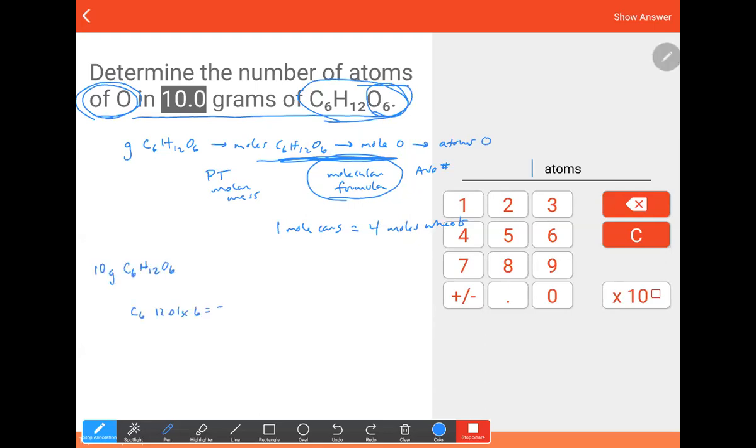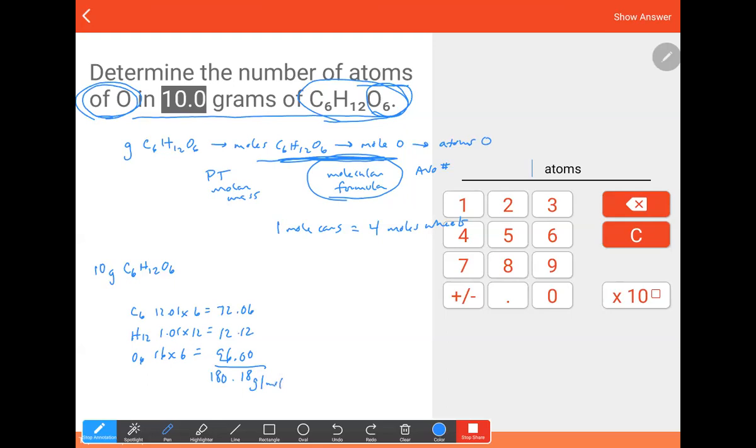We get 72.06. Then we got H12. I'm going to go 1.01 times 12, 12.12. And then we got O6, 16 times 6, 96. And so we add that up: 96 plus 72 plus 12, 180.18. Now that is grams per mole.